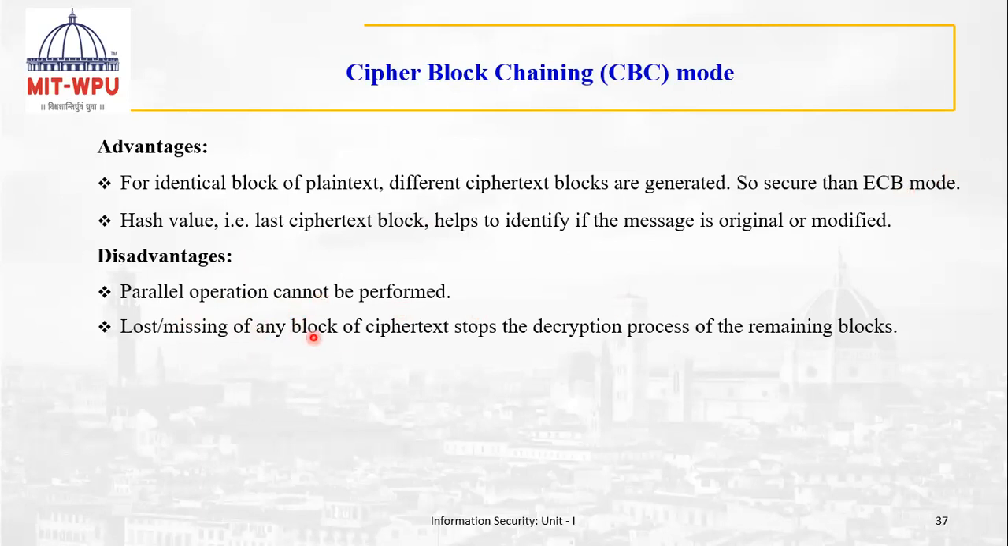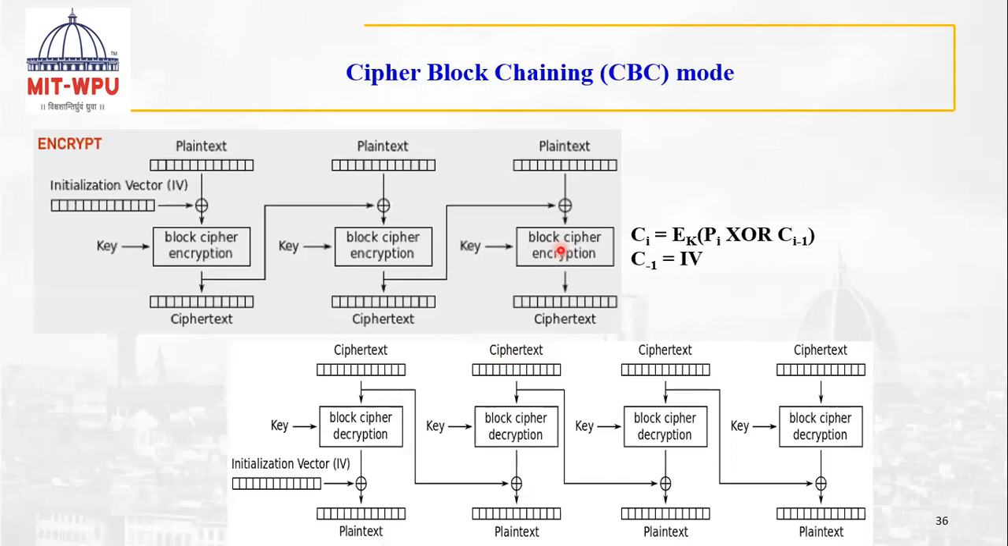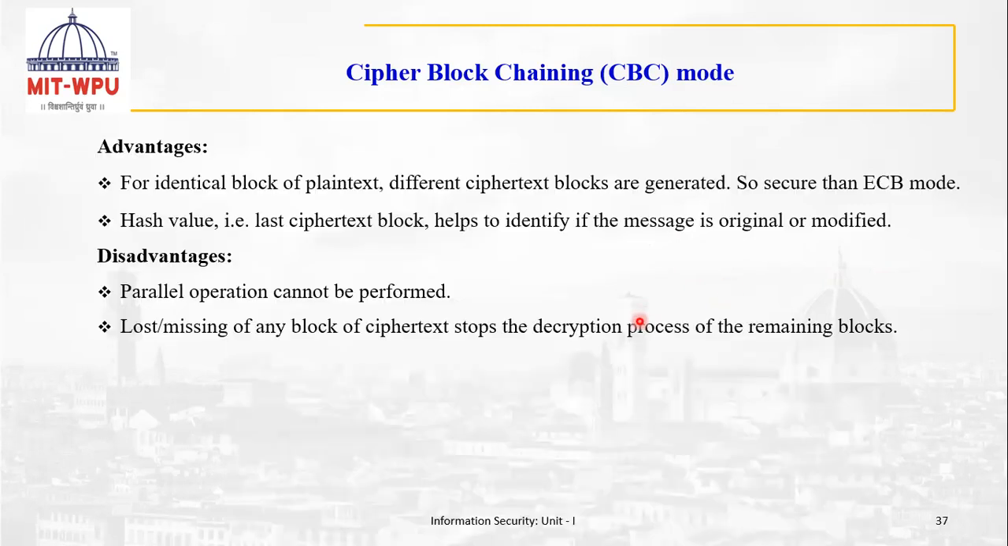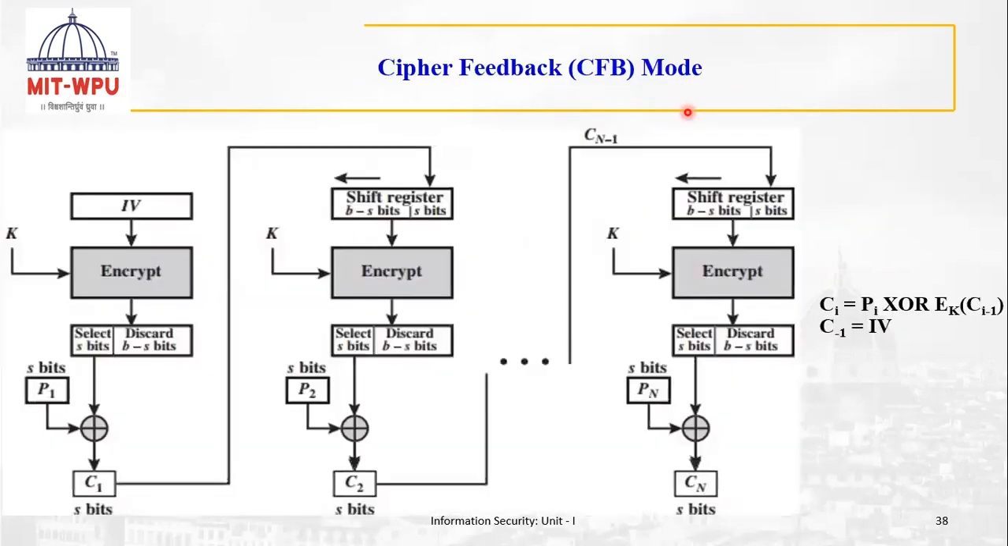Okay. And suppose if there is any data or any block missing, if you consider any block gets dropped or lost, or something like that, then the complete operation goes down. Because it is in the chaining part, the further blocks which are getting encrypted will be hampered. So this is what happens in cipher block chaining or CBC mode.